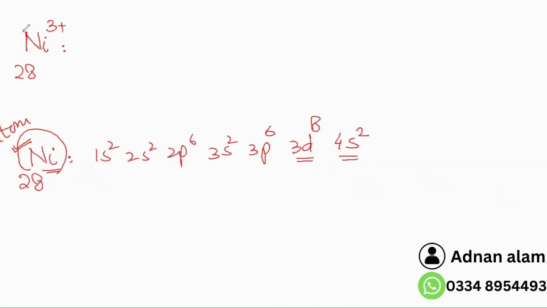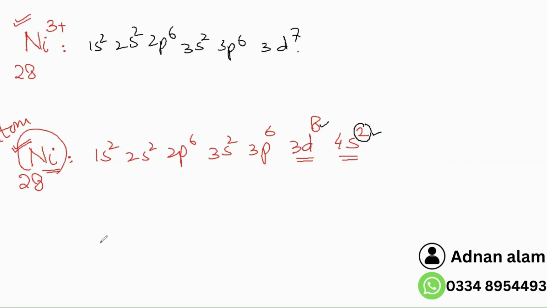Okay. Now, for the transition metal ion, the ion is tri-positive. It means that 3 electrons have been removed. So these 3 electrons will be removed like this: you have to remove electrons from 4s first, and then you have to remove electrons from 3d. So the configuration of this ion will be like this: 3s2, 3p6, and this is 3d7.